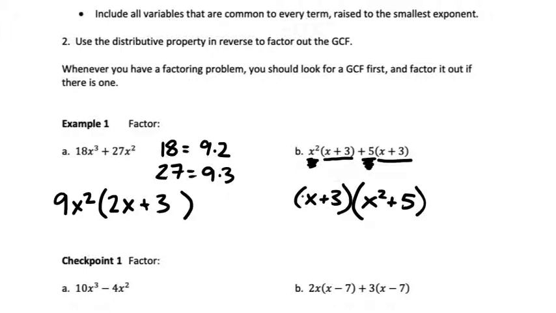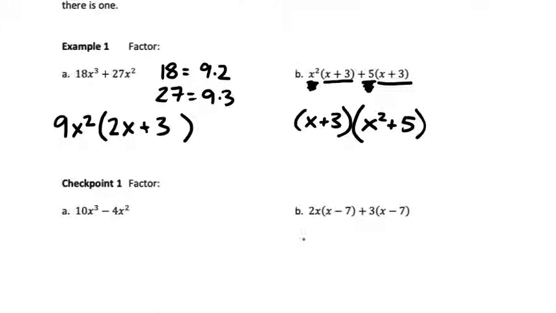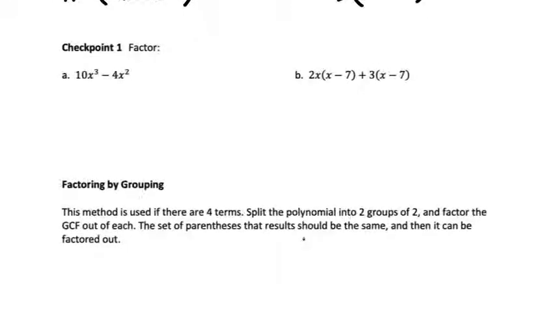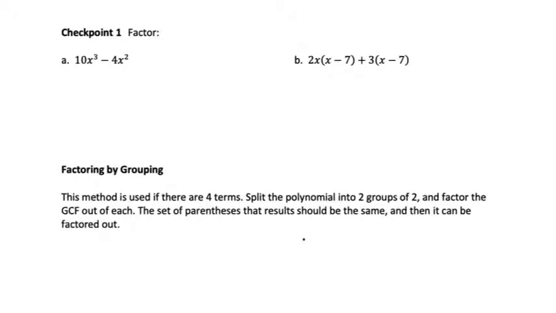If I think about distributing this x plus 3, you kind of have to think of that as one whole thing, one chunk. X plus 3 times x squared gives me this first piece here, and then x plus 3 times 5 would give me this second piece. And so that's the answer for part B. So next you should look at checkpoint number 1. Do this in your notes, check your answer, and then move on with the video.